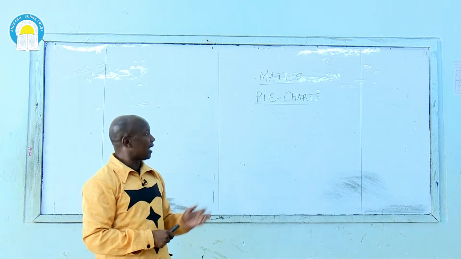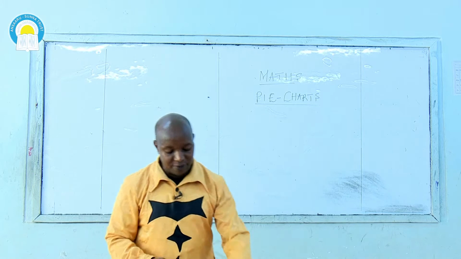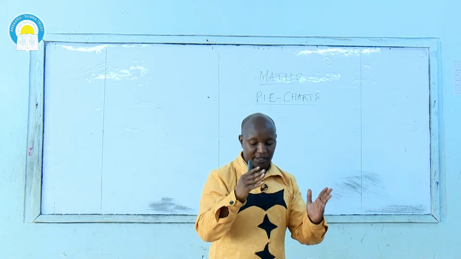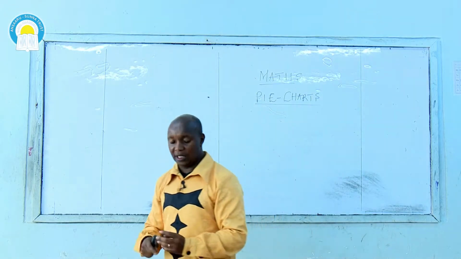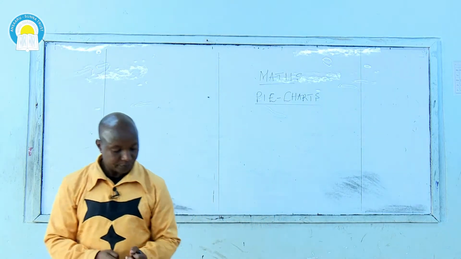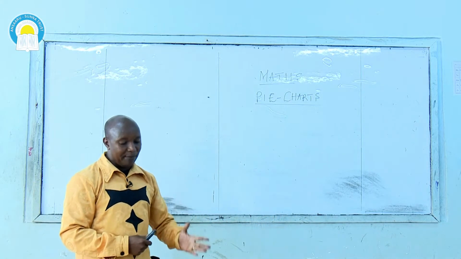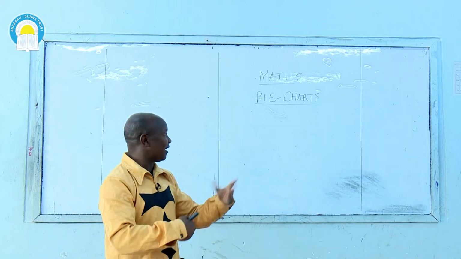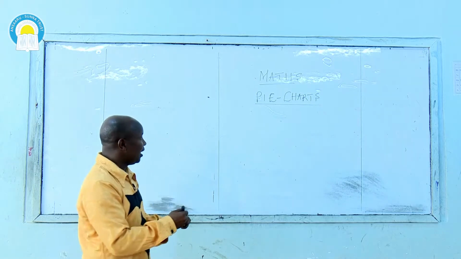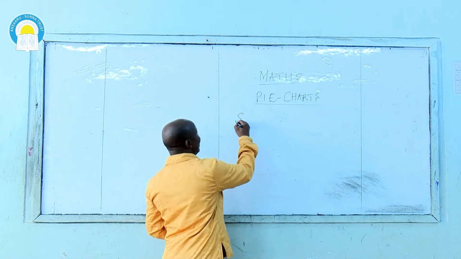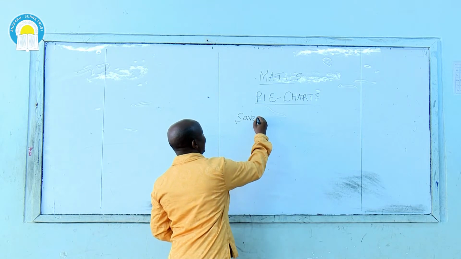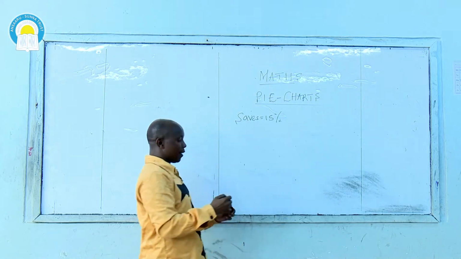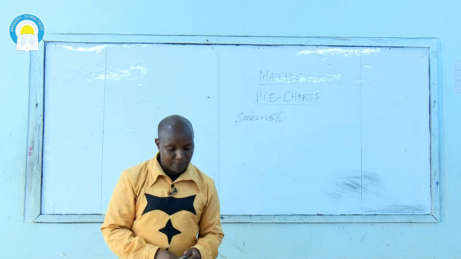So I want to start by working out a few examples so that you may understand how to represent information in a pie chart. Mr. Abdi saves 15% of his income. This one is just an example. He only saves 15%. That means he's using the rest of the percentage, which is 85%.